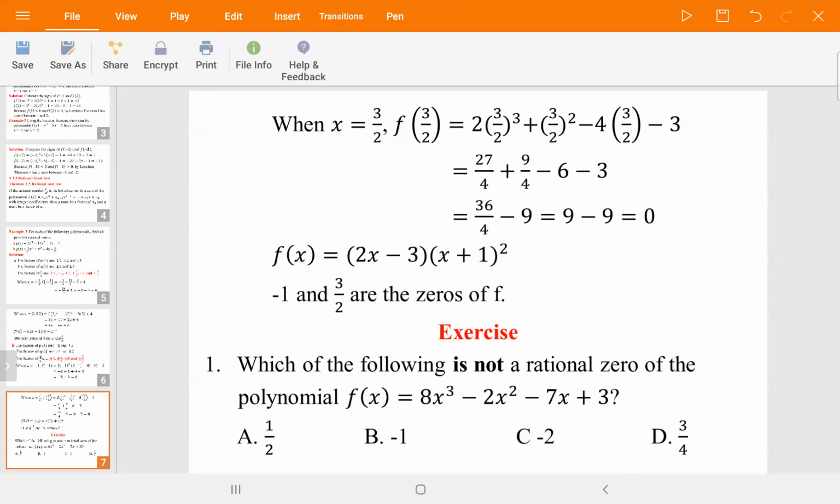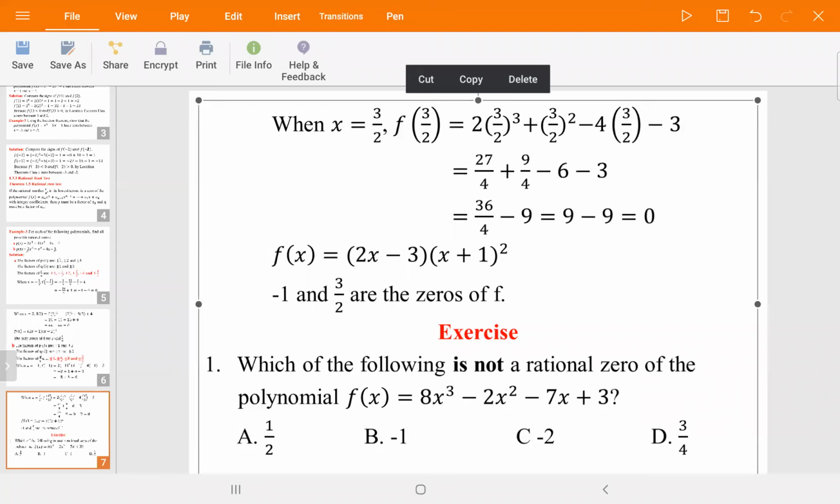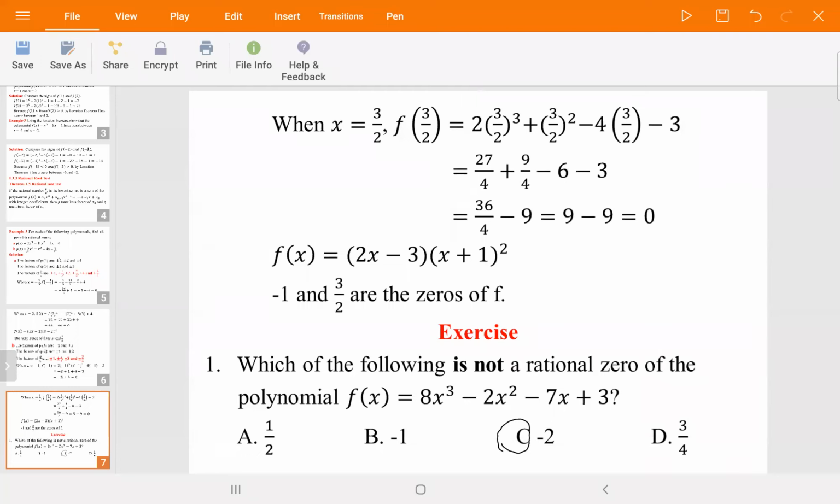Okay, the question is, which of the following numbers, 1/2, -1, -2, 3/4, does not make this polynomial equal to 0? You simply substitute 1 over 2, minus 1, minus 2, 3 over 4 in place of x in this polynomial and simplify. So which number does not make this polynomial equal to 0? -2. The answer is C. Yes, -2. 1 over 2, minus 1 and 3 over 4 are all the zeros of this polynomial.